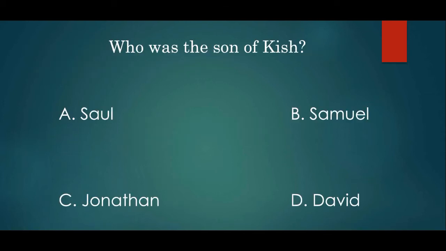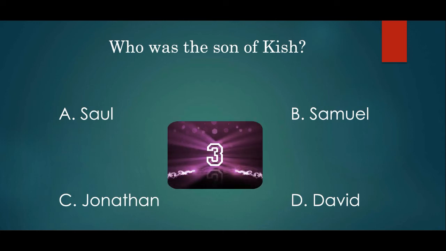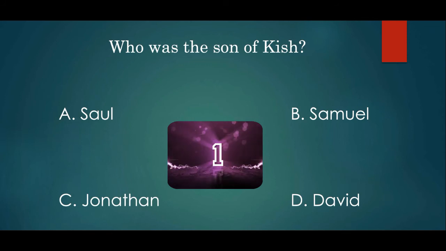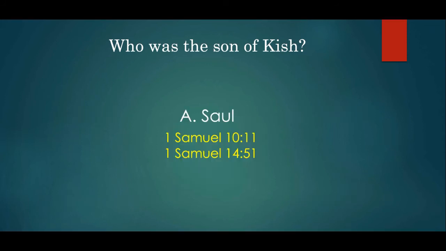Who was the son of Kish? A. Saul, B. Samuel, C. Jonathan, D. David. The correct answer is A. Saul.